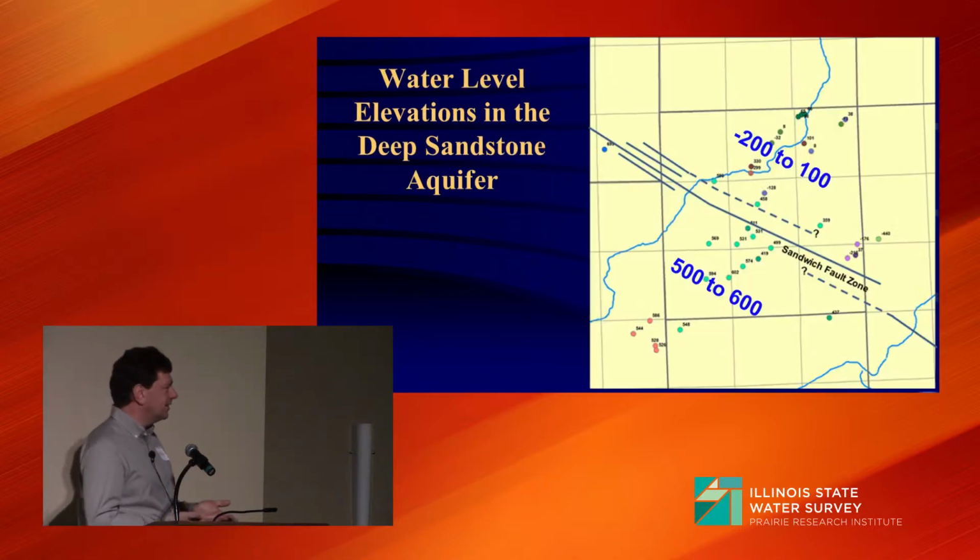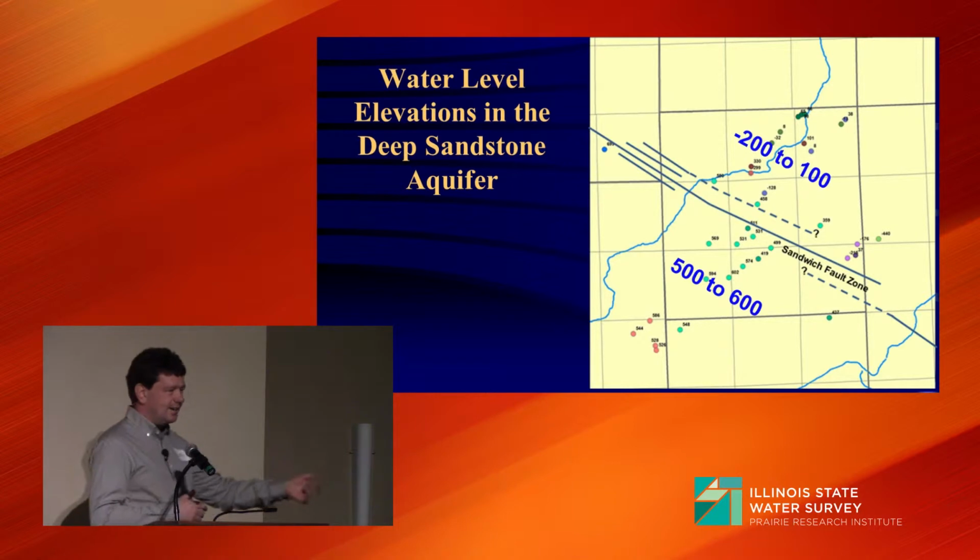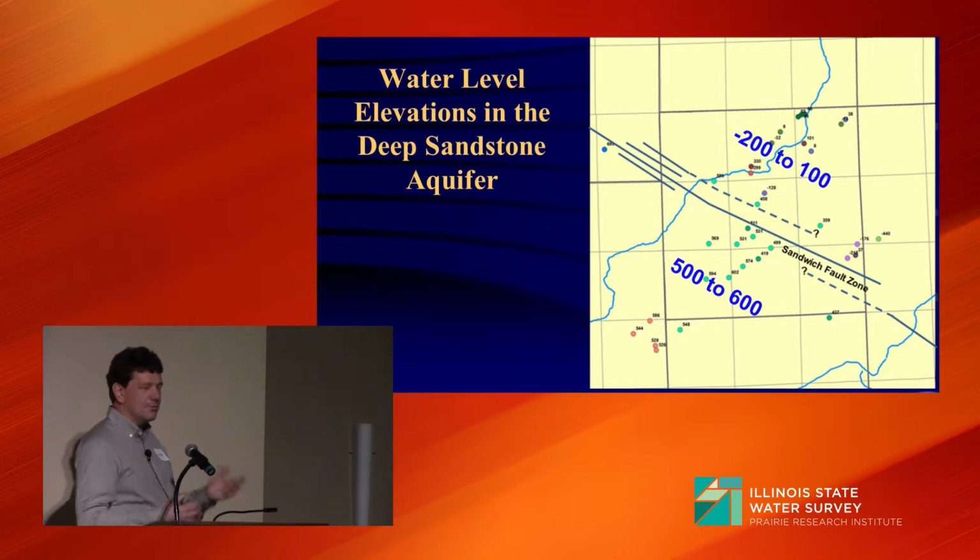And if we look at the water levels, you see water levels on the south side are several hundred feet higher than they are on the north side of the fault, where they've been lowered by the pumpage at Aurora and Joliet and the rest of northeast Illinois.